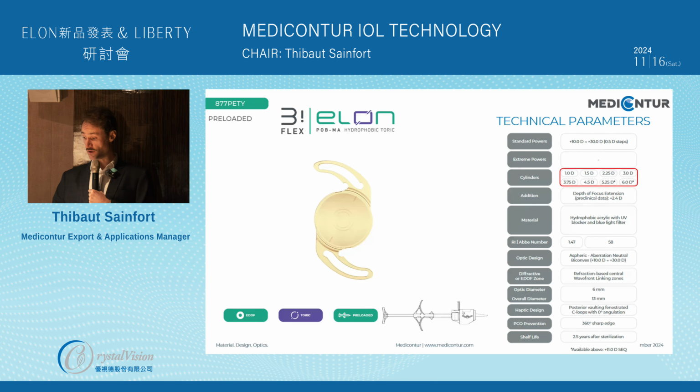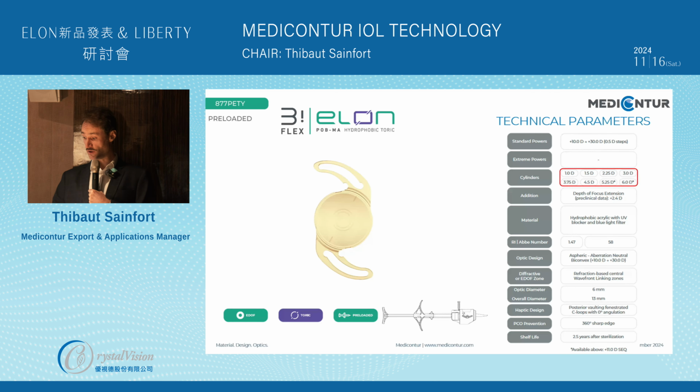And also you will gain a little bit in near vision. We like to call it functional near vision, but this lens is not designed to get spectacle free. You will have a better near distance compared to monofocal lenses.